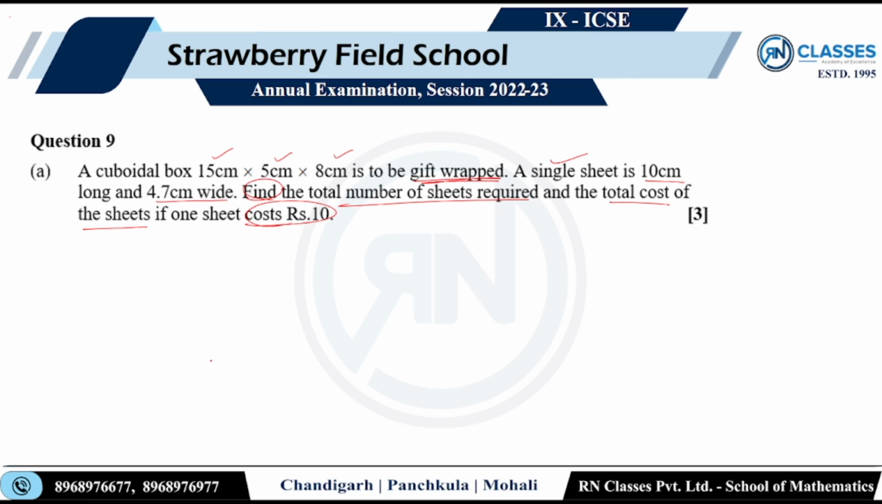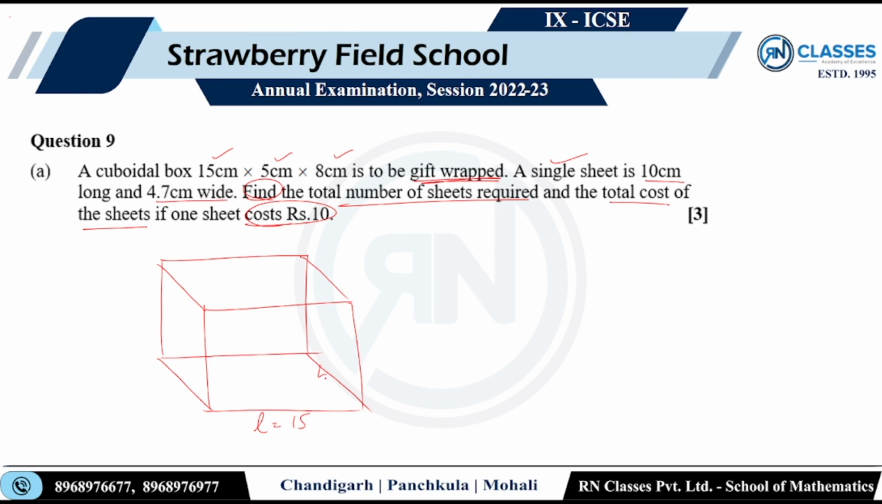ओके, सो क्यूबॉइडल बॉक्स की बात कर रही है, सो आई विल फॉर्म अ क्यूबॉइड. इसको मैंने गिफ्ट रैप करना है, राइट. सो लेंथ मुझे 15 दी हुई है, ब्रेड्थ मुझे 5 दिया हुआ है, हाइट मुझे 8. इसको गिफ्ट रैप करना है, मींस ऑल द साइड्स हैज टू बी कवर्ड. So I need to find the total surface area. What is total surface area? 2 times LB plus BH plus HL.